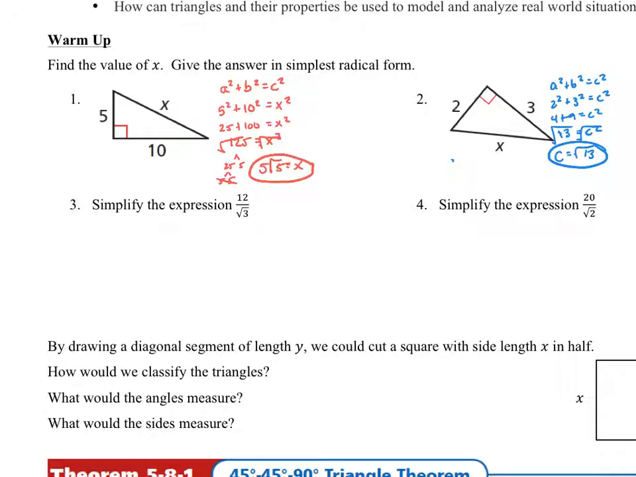For example 3, things get a little bit harder here. It says simplify the expression 12 over radical 3. We have to rationalize the denominator. If you remember from algebra, the denominator cannot contain a radical. So what we do is we multiply it by itself on the top and bottom, because it's really just like multiplying by 1, so we're not really changing things.